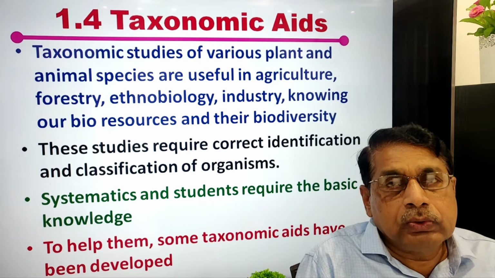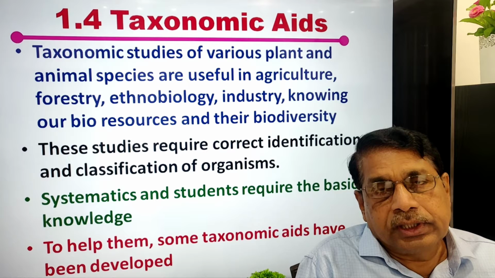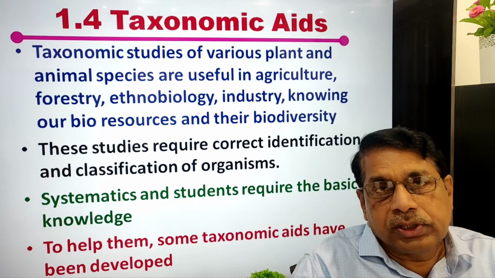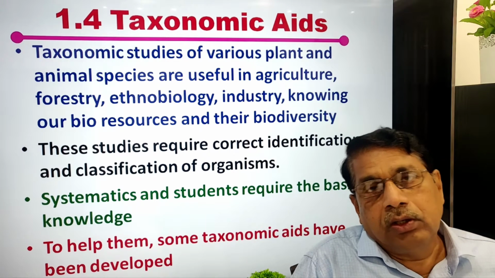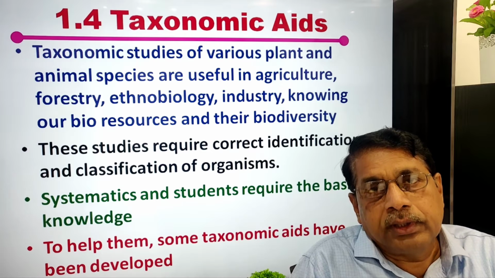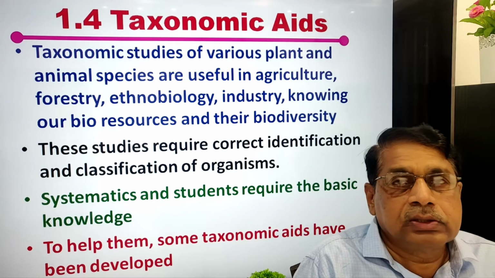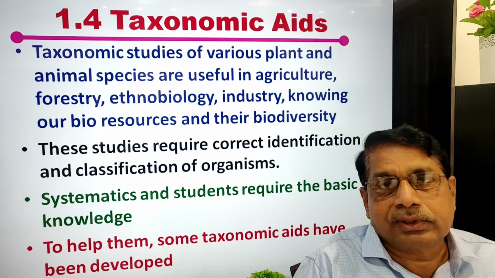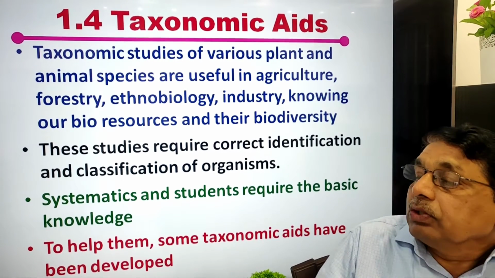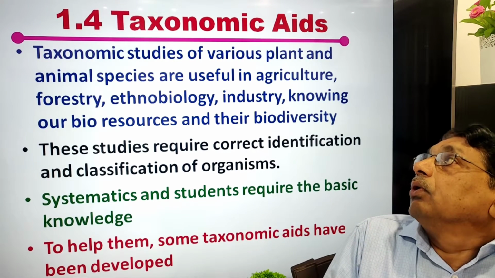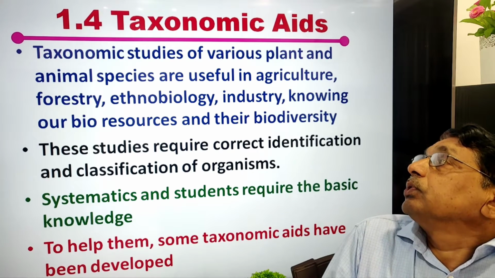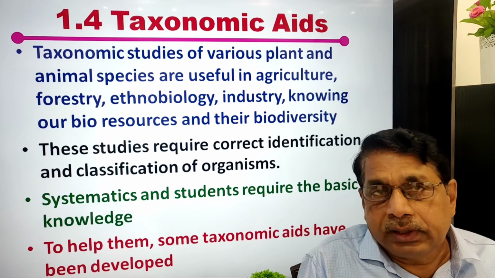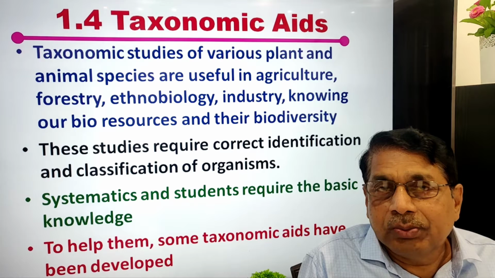For example, if you go to a forest for studying the plants and animals, flora and fauna, what things must we take to the field? Or if you bring a plant or animal to the laboratory and study the characters, what are the things that are helpful for us right from characterization to classification? Taxonomic studies of various plants and animal species are useful in agriculture. So on the whole, objectives are different: characterization, identification, nomenclature, classification.